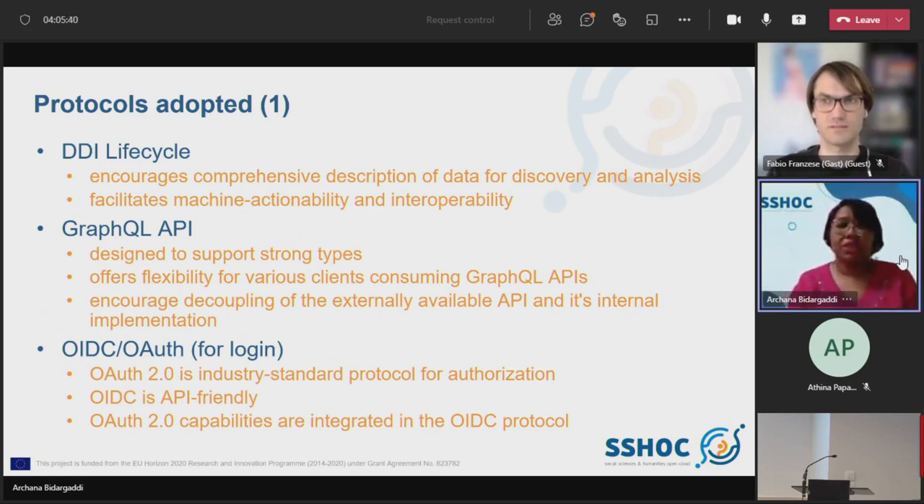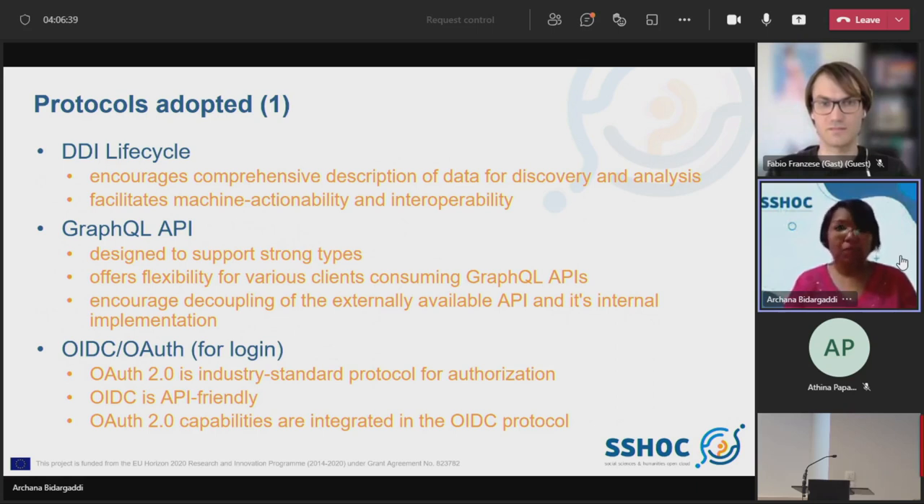And GraphQL API, as I mentioned earlier, is one of the protocols. This GraphQL API is designed to support strong types and offers flexibility for various clients consuming it. With a REST API, you get the whole response even if you need just one or two of the elements, whereas GraphQL supports getting what you want. This means we can build very lean, thin and responsive clients, and also mobile clients, which are very flexible. This also encourages decoupling of the external API and internal implementation. It doesn't matter how your internal implementation is, as long as your API is stable. We have been very happy with the adoption of GraphQL API.